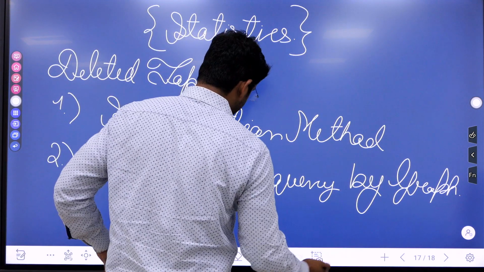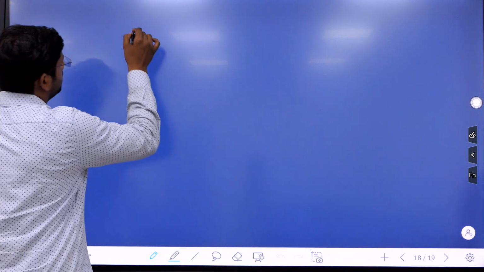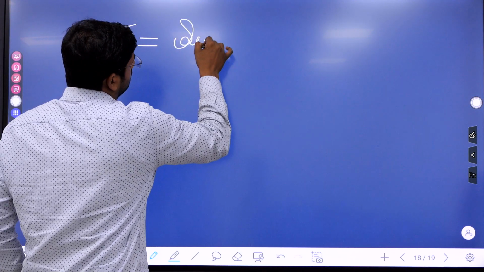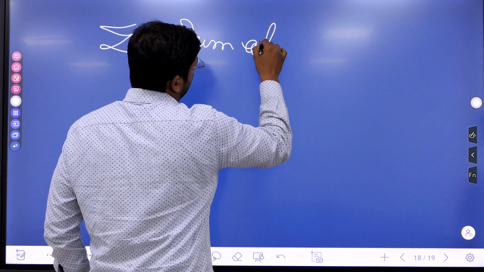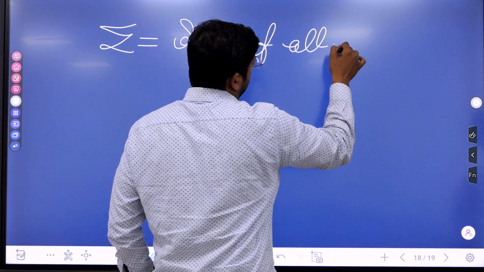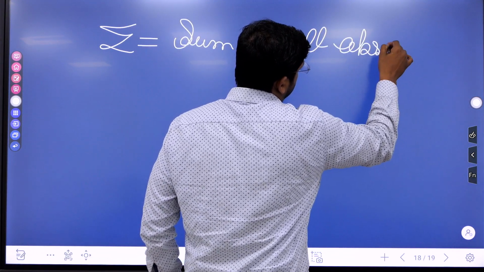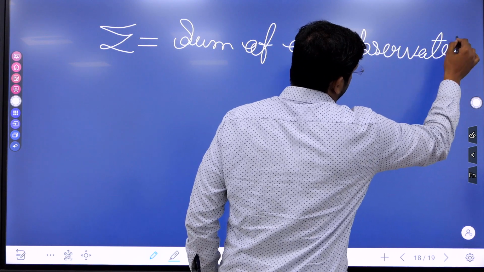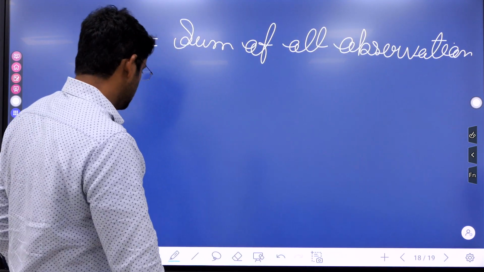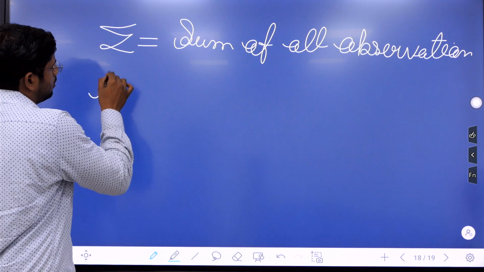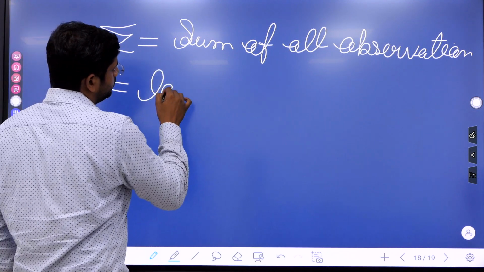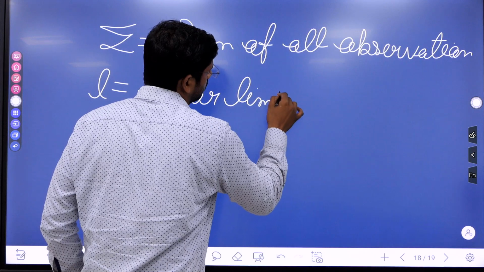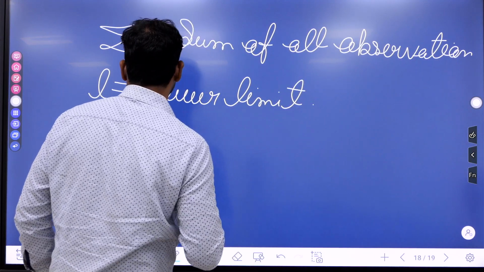In this chapter there are different types of symbols and letters, so let's see their meanings. The first symbol is summation, which means the sum of all observations. Okay, clear? Also given here is L. L means the lower limit. So one by one I will tell you everything.